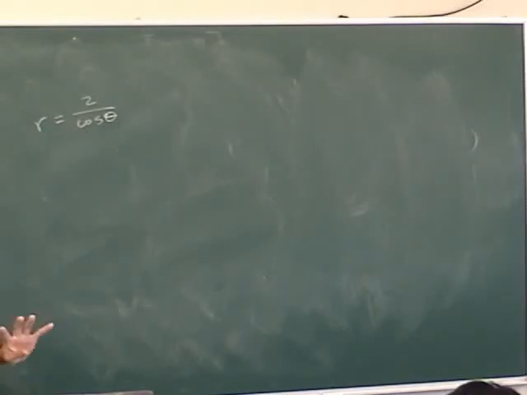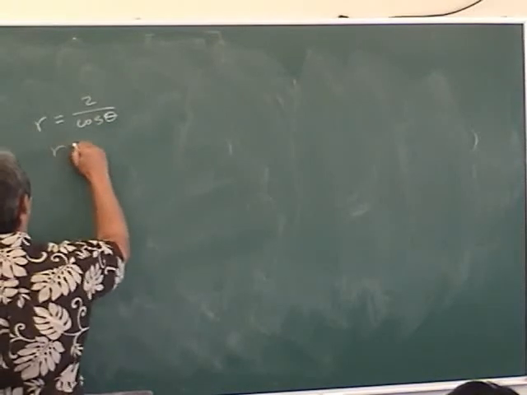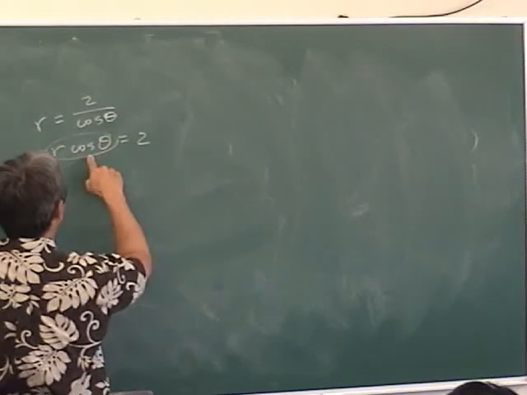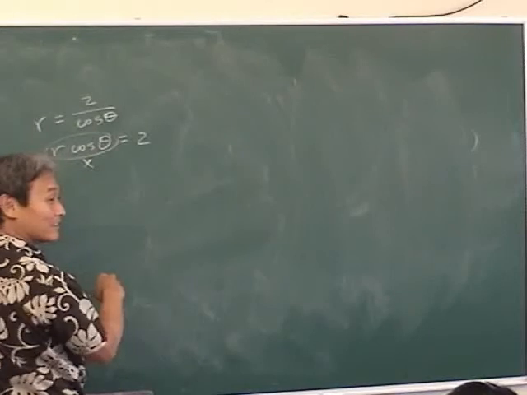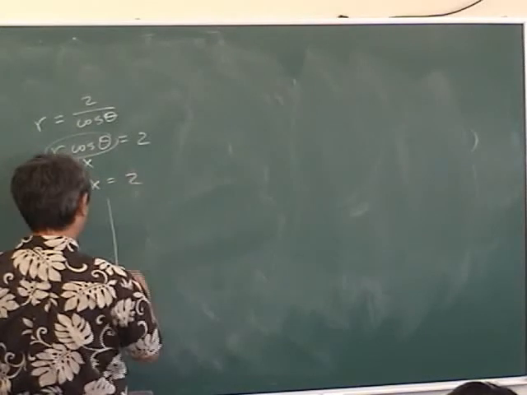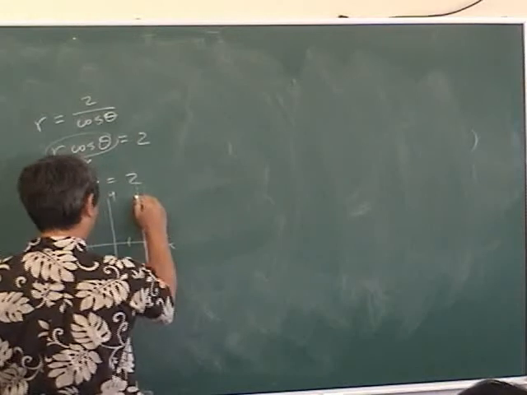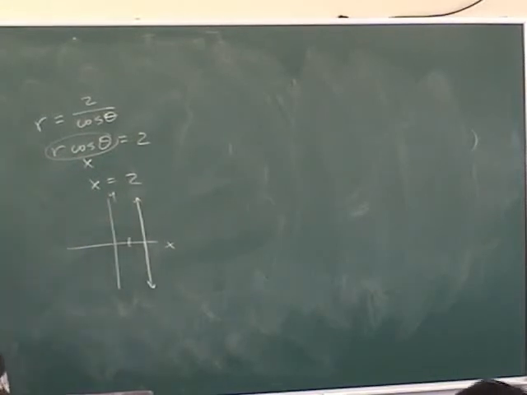First of all, you have to start off by knowing those 4 formulas written at the top of the page. Times by cosine. Cross multiply: r cosine theta equals 2. That's x. x equals 2. We know how to graph x equals 2. It's a vertical line. That was the same graph we had last time, except it took a whole day to make it.